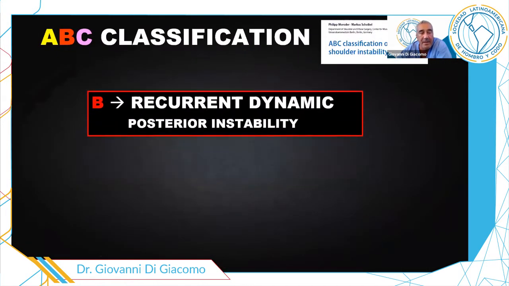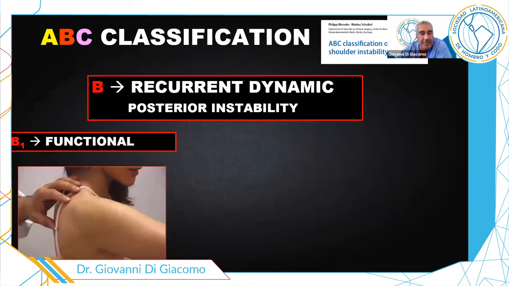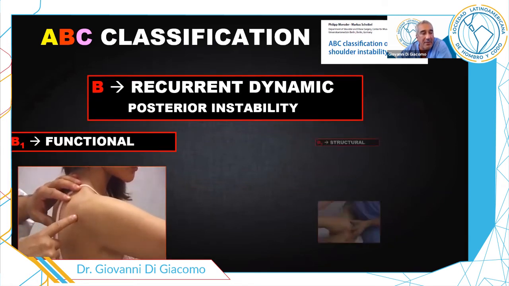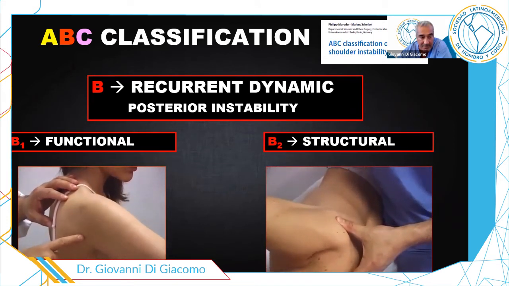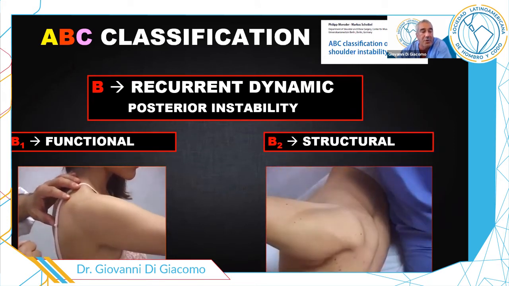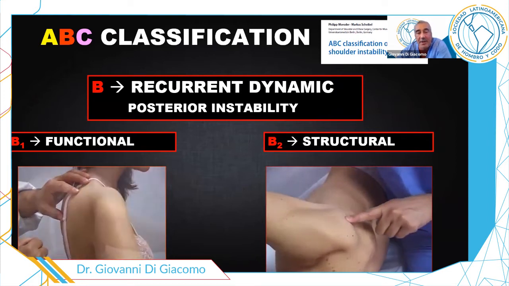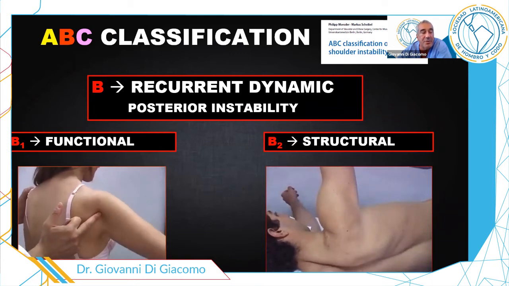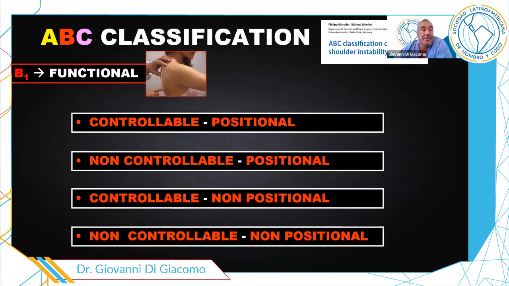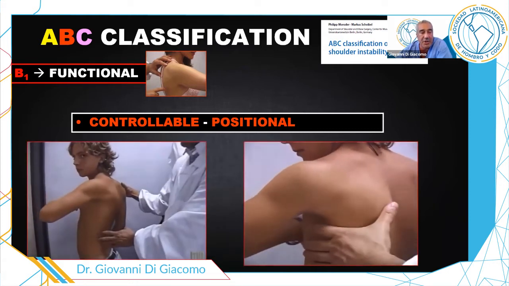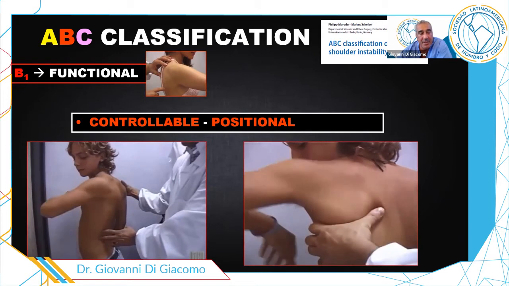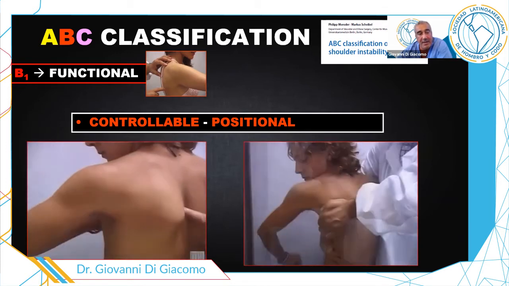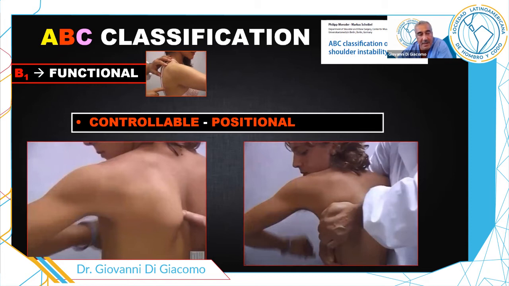Then we have group B, recurrent dynamic posterior instability, which is divided into B1 functional and B2 structural. You can see a very nice figure of what we mean by functional or structural posterior instability. The first one, B1, is the patient who dislocates the shoulder with a functional movement. The B1 are controllable positional. You can see these patients can control the dislocation in abduction. They can dislocate and reduce by themselves.